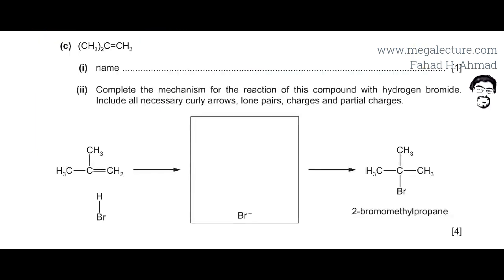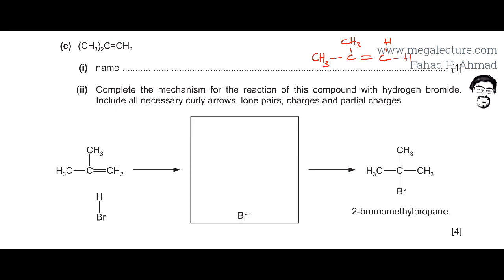Now in the next part C, I have another molecule and I need to name this molecule. So let's try and name this first. Let's draw the molecule first. There is a double bond, and if you look carefully, there are two hydrogens attached to this carbon atom, and there are two CH3 branches attached to this carbon atom. So there's a CH3 branch and there's another methyl branch attached to this carbon atom.